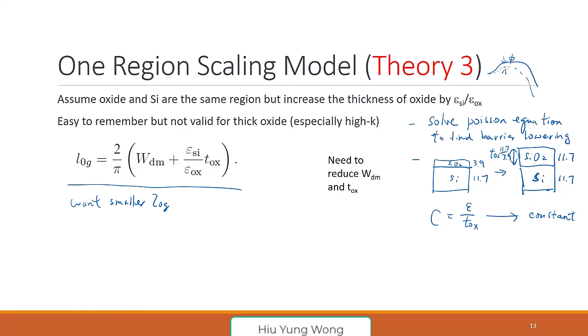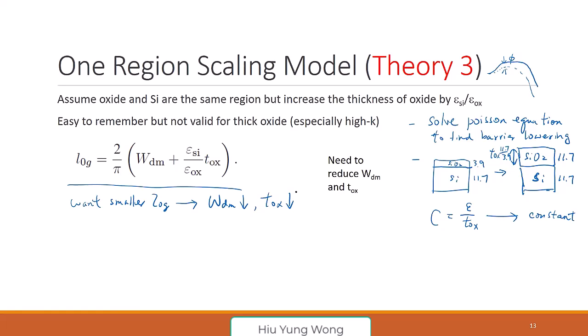If your scaling length is 1 nanometer, I can scale to 10 nanometer, 5 nanometer. If your scaling length is 1 micron, I cannot go lower than 1 micron, because if it's lower than 1 micron, I have short channel effect. How can I make it smaller? You see, it's the same. I need to reduce the depletion width and also reduce the T-ox.